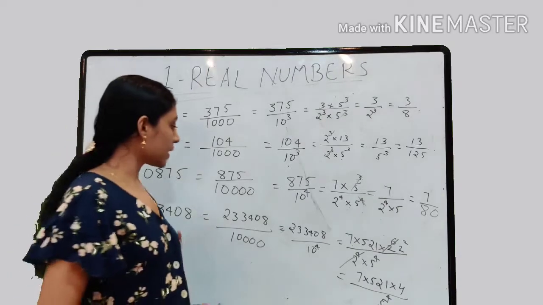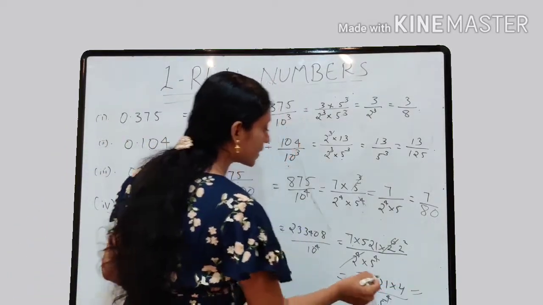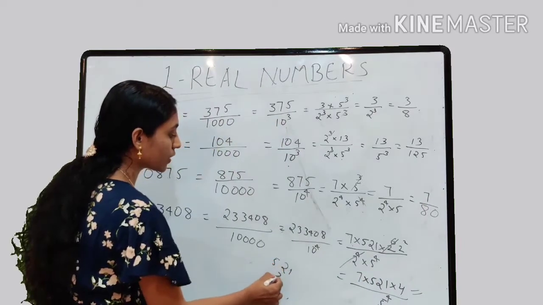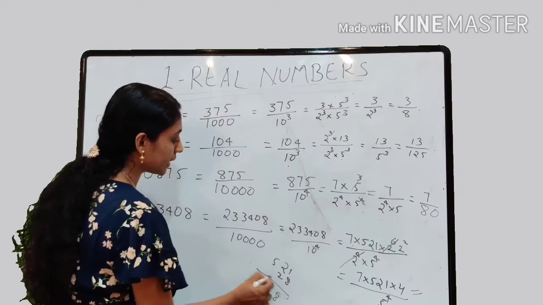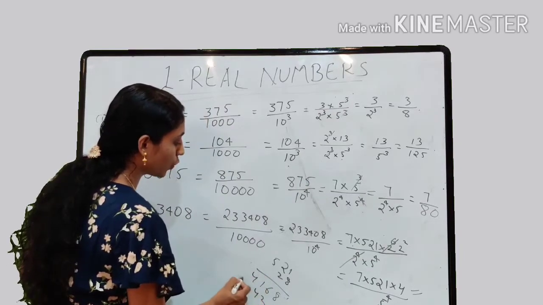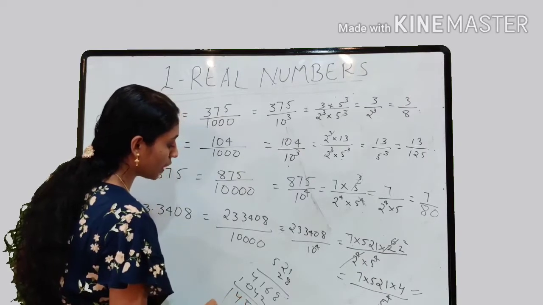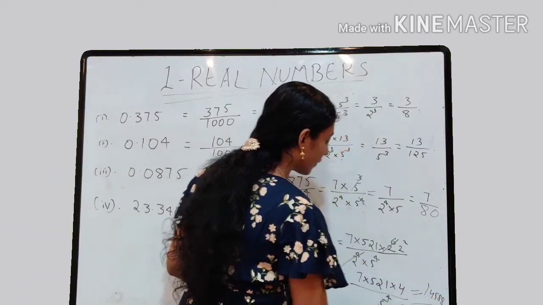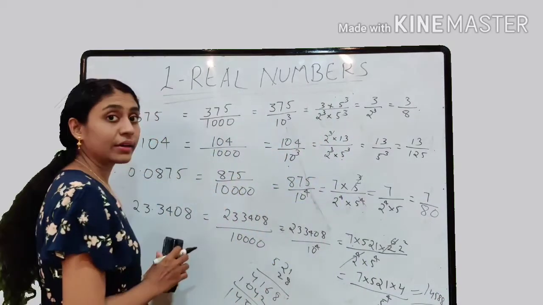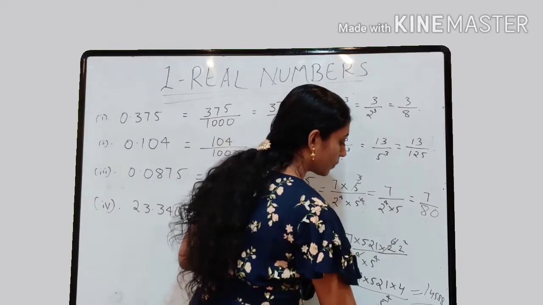4. So this can be expressed like this, right? And which again can be simplified as 521 into 28. What is the answer? 14588, right? Is it right, friends? 14588 divided by, then what about 5 raised to 4? It is 25 into 25, which is 625.